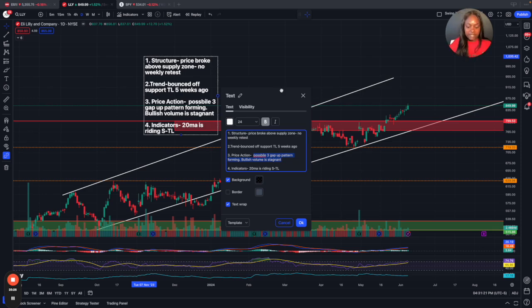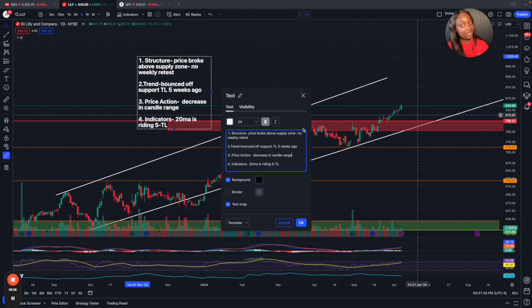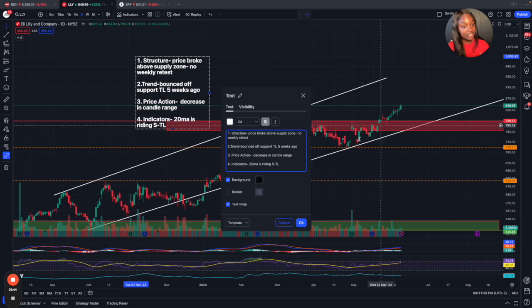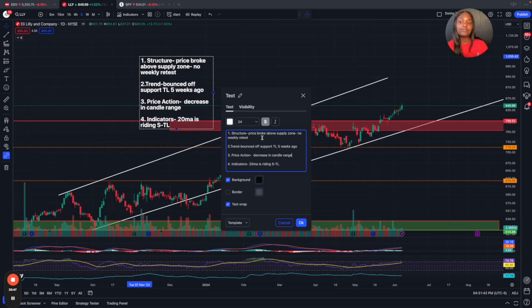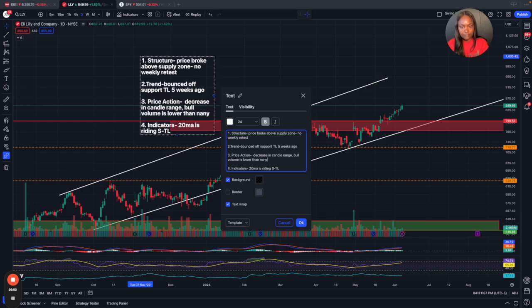What I see is that there is a decrease in range, meaning that these candles are getting smaller. The bodies are getting smaller, letting me know that the buyers aren't really pushing it. They're not really doing that much versus these candles when it was coming up off the trend line. All right. So I do see that, and the bullish volume is still much lower. The bullish volume is lower than any bear volume.